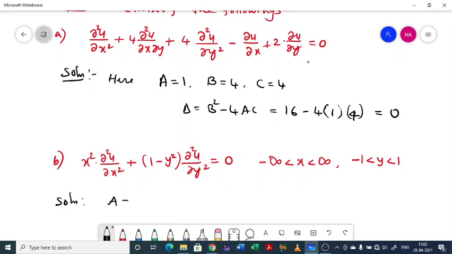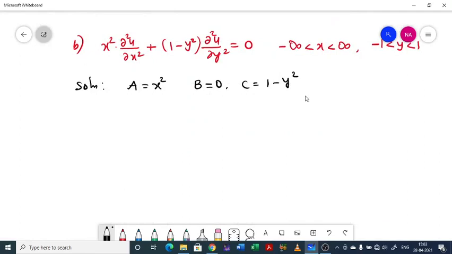So here a is x². See, I am not writing all the steps properly. I am just writing the important steps necessary to explain the concept. So a equal to x², and the mixed derivative is not appearing here, that means b is 0. C is 1 minus y². So the discriminant is delta equal to b² minus 4ac, that is b² is 0 minus 4 into a, that is x², c that is 1 minus y².